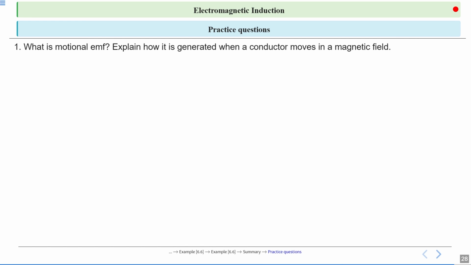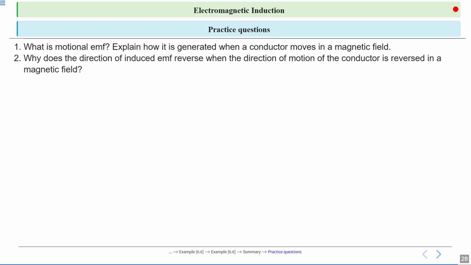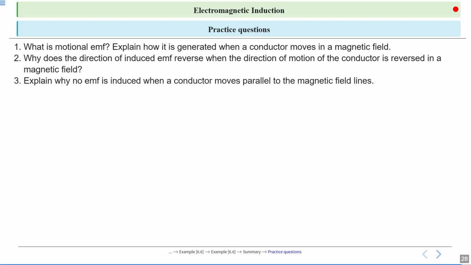What is the motional EMF? Some practice questions you have to do yourself. What is the motional EMF? Explain how it is generated when a conductor moves in a magnetic field. Why does the direction of induced EMF reverse when the direction of motion of the conductor is reversed in a magnetic field? Explain why no EMF is induced when a conductor moves parallel to the magnetic field lines.